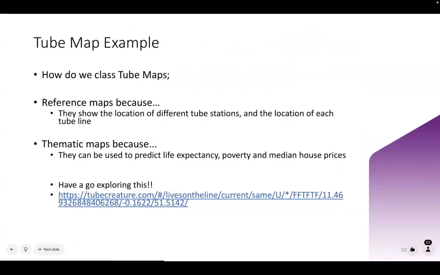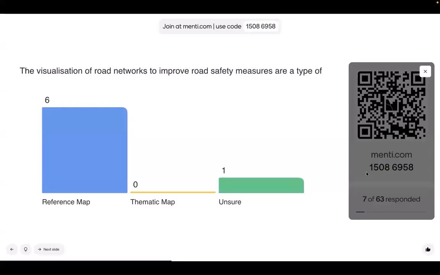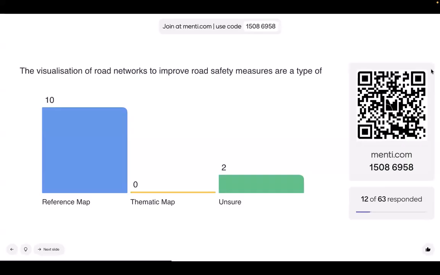What I wanted to do now is give you guys some time to have a bit of thinking space and stop my yapping. But I've come up with a few scenarios where I want you guys to basically answer whether you think that this is a type of reference or thematic map. So, in scenario one, the visualization of road networks to improve road safety measures can be seen as a type of what? Can this be seen as a reference map? Can this be seen as a thematic map? Or if you're unsure, please put in unsure as well. There are no right or wrong answers. We're all here to learn and we'll be discussing the answers very shortly.